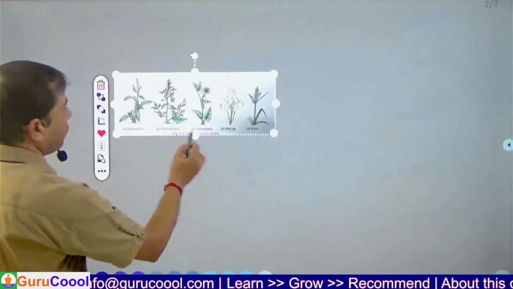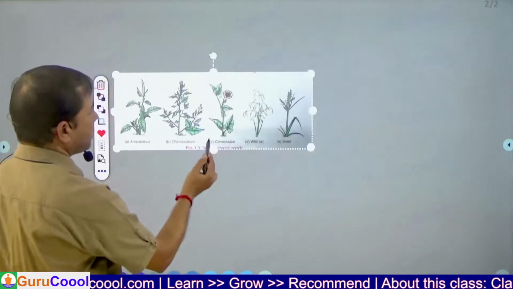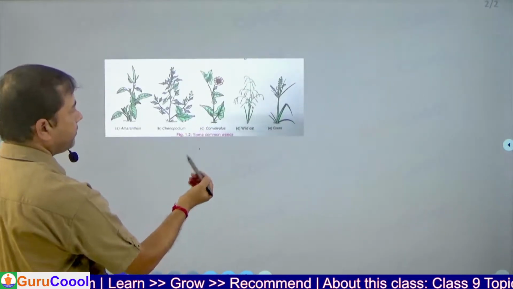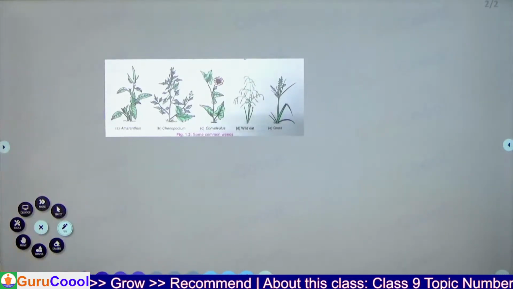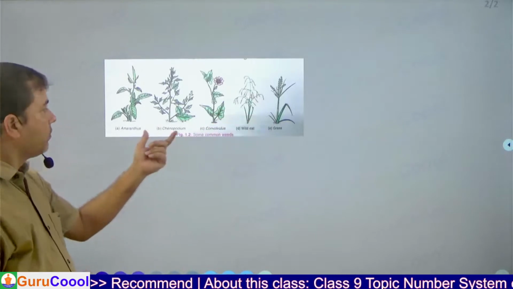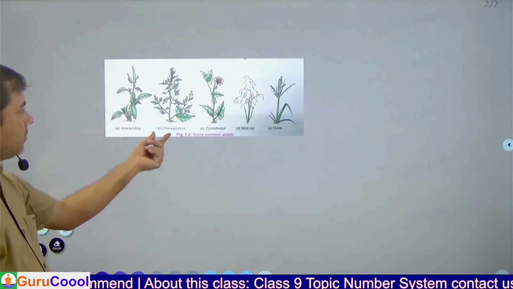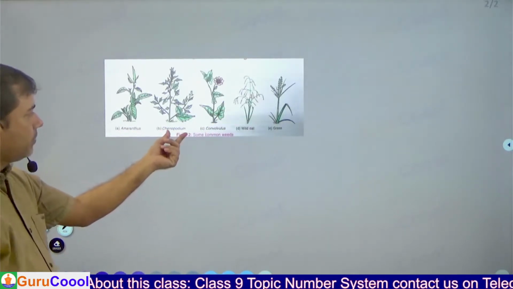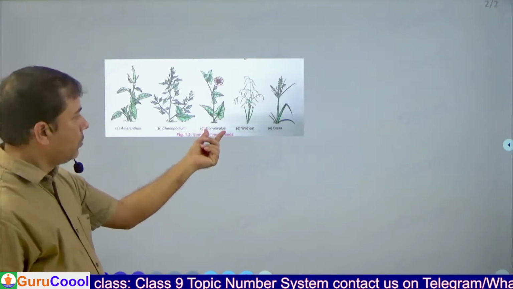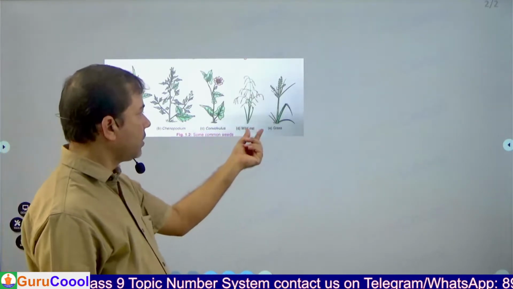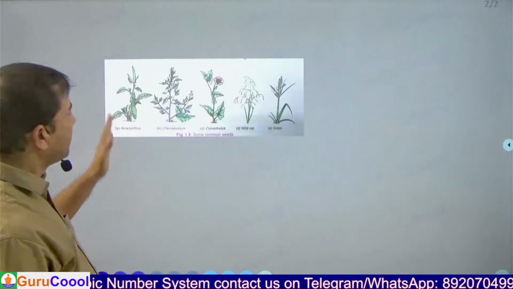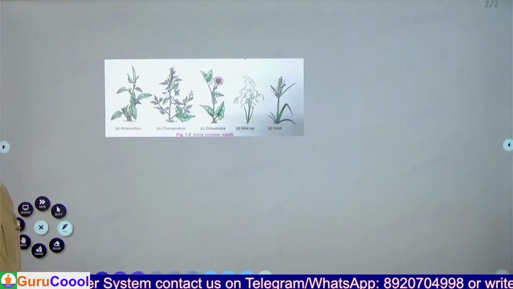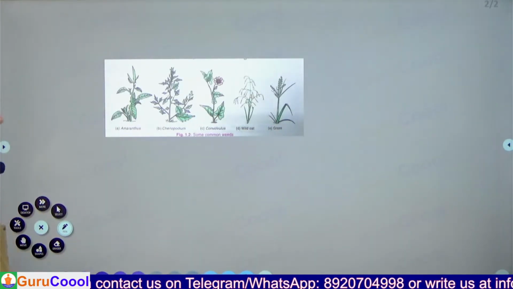Now these are the weeds, unwanted plants in the farming land. Farmers don't need these plants. These are the weeds. Amaranthus, Chenopodium, Convolvulus, and wild oat grass. These are all unwanted plants. Is it visible, sir? Yes, sir, that's visible.